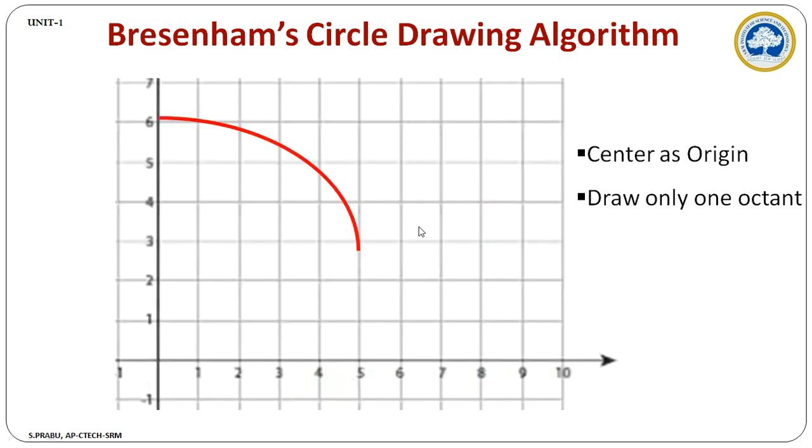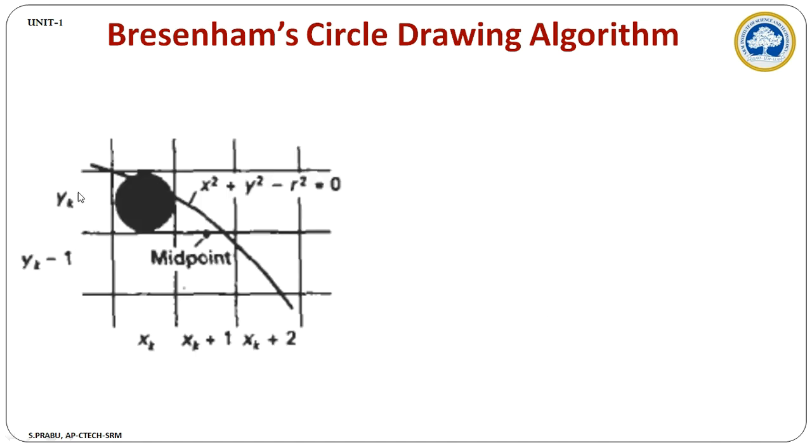So I redrew this diagram like this. So yk is the radius value. We have to start the circle from here. From this diagram, the important point is the next possible x coordinate value is always incremented by 1 and the next possible y coordinate value may be this pixel or this pixel, that is, maybe yk or yk minus 1.